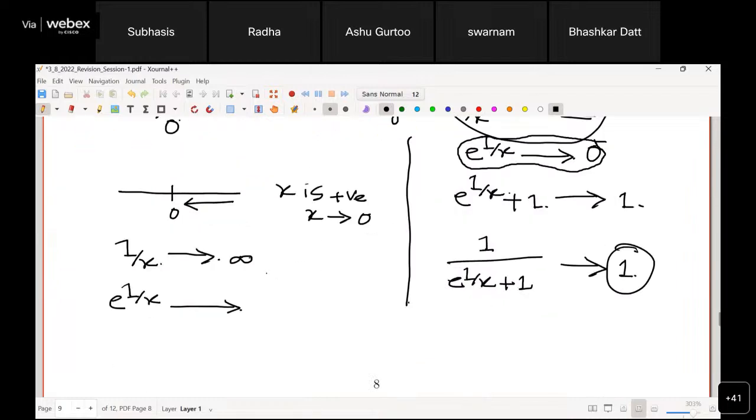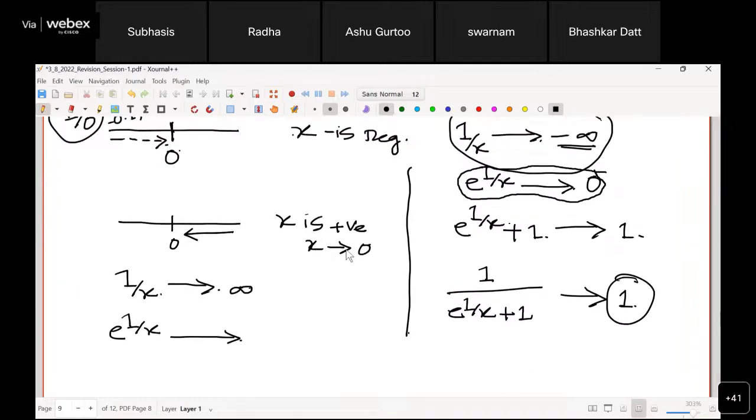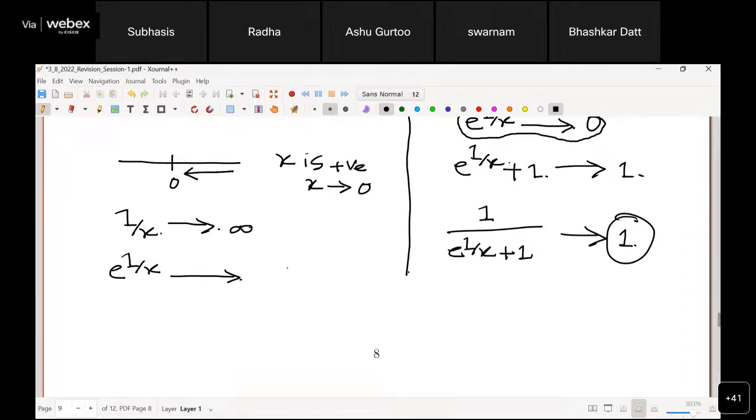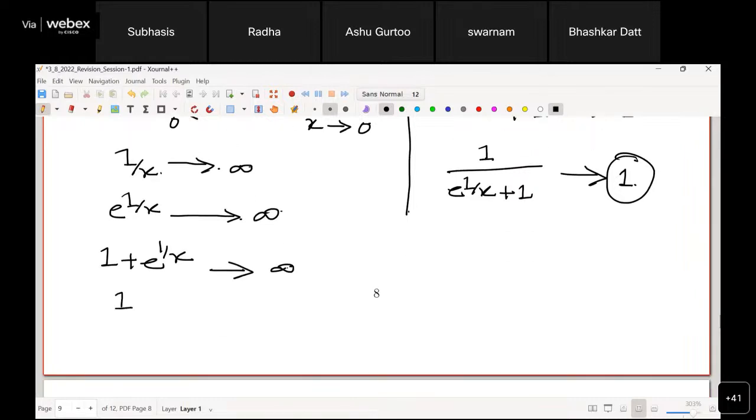Okay, so e power 1 by x. When x is going to 0 from the positive side, 1 by x will go towards plus infinity, e power 1 by x will go towards plus infinity, and 1 plus e power 1 by x will go towards plus infinity. And similarly, 1 by 1 plus e power 1 by x will go towards 0, because if this number is going towards infinity, then the reciprocal of this number will come towards 0, right?